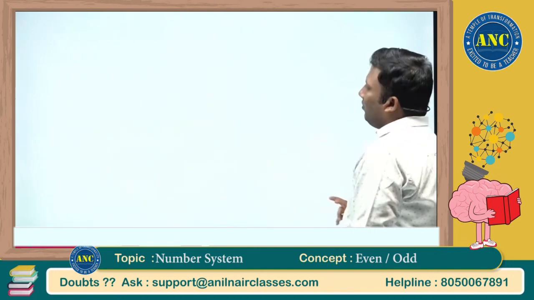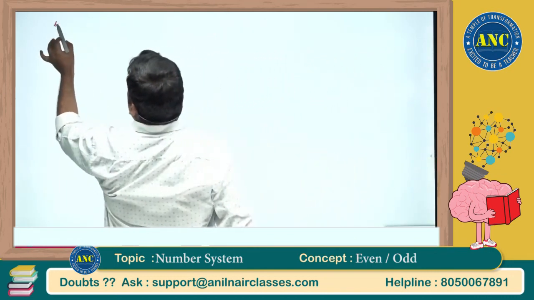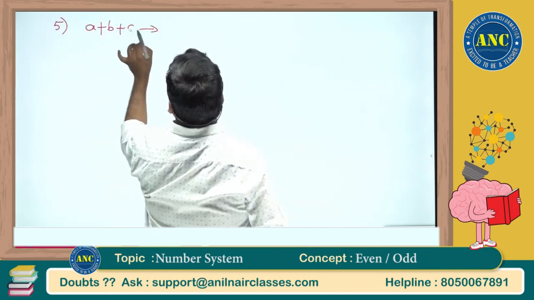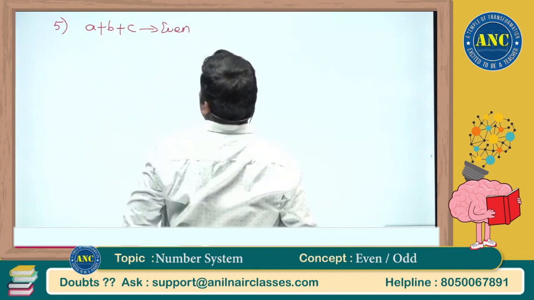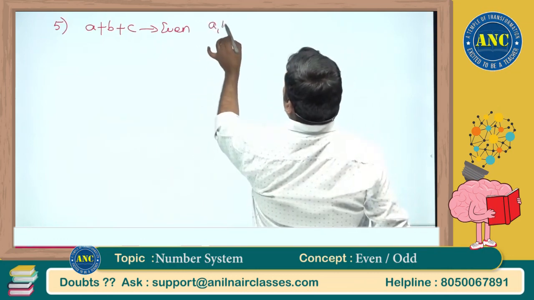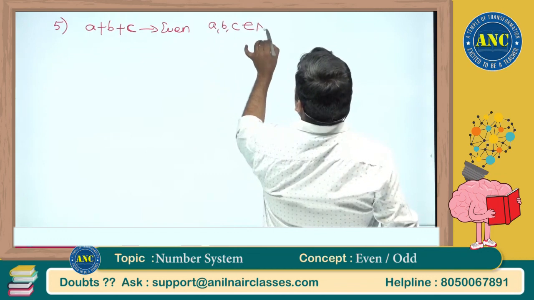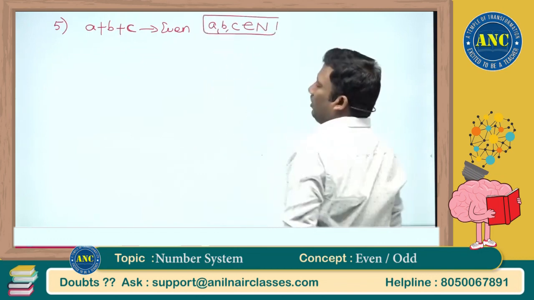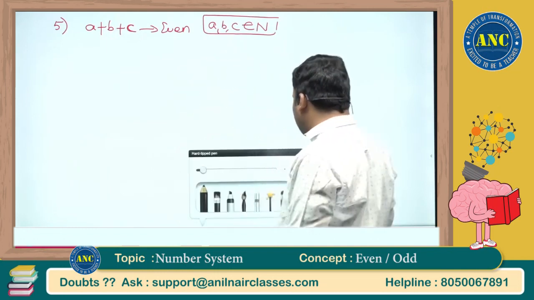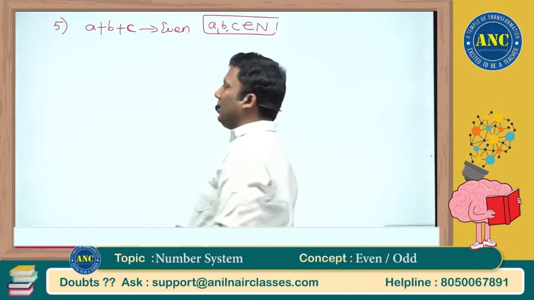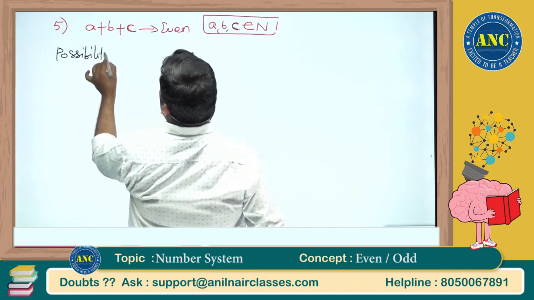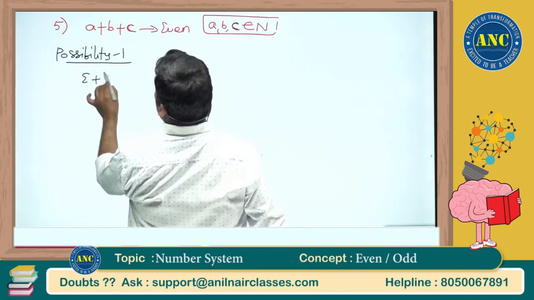Now what we will do is, we will do it for three variables. A plus B plus C is an even number. A, B, C are all natural numbers, sir. What will be the possibilities of A, B and C? The sum of three numbers is even. Possibility 1: all can be even. Why? Because even plus even is even, even plus even is even.